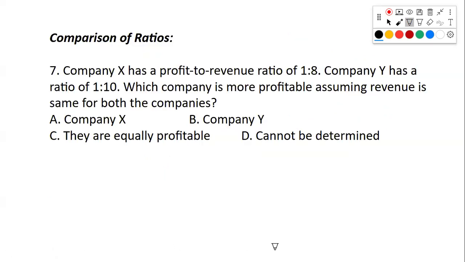So comparison of ratios. Company X has a profit to revenue ratio 1 is to 8. This question requires logical thinking. Company Y has a ratio 1 is to 10, profit to revenue. If my revenue is 8 units, out of which I get 1 unit as my profit. Revenue is same as total turnover of the company. And company Y has a ratio 1 is to 10. Assuming revenue is same for both the companies, which company is more profitable?